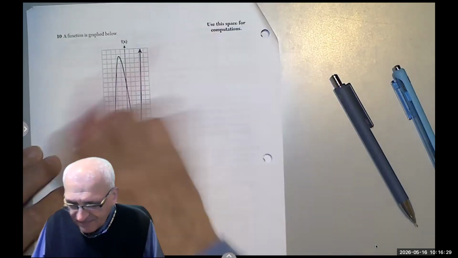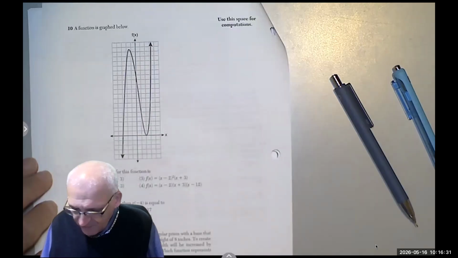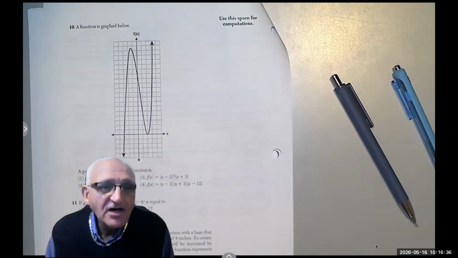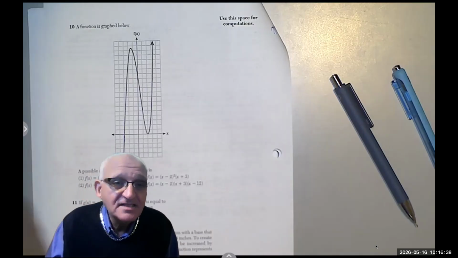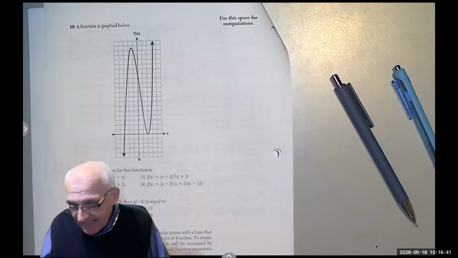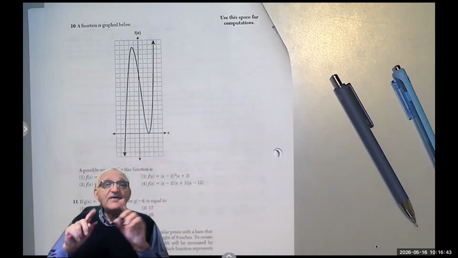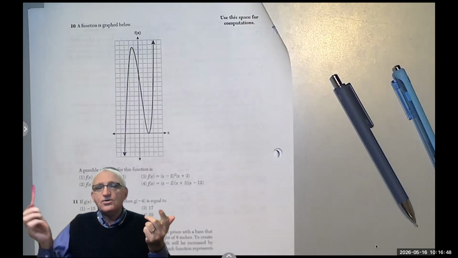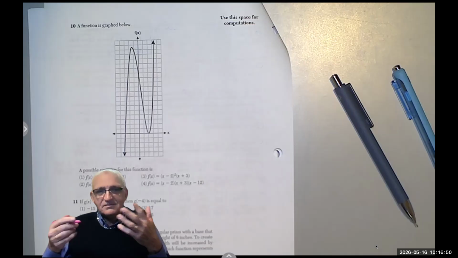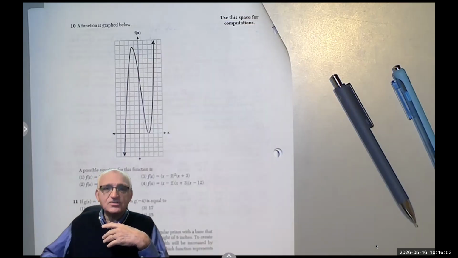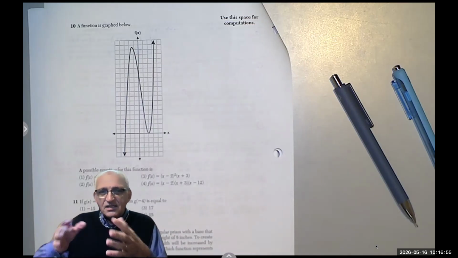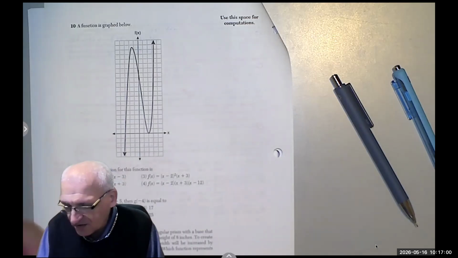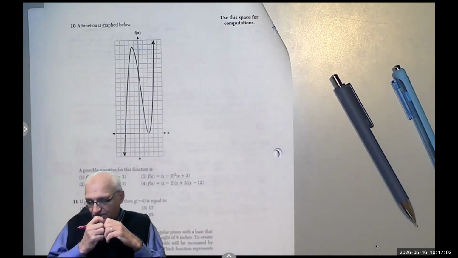A function is graphed below. A possible equation for this function is what? I know when the graph crosses the x-axis, then the factor is raised to an odd power, meaning 1 or 3 or 5. But if it's 1, it's just a straight line. If it's 3 or 5, you will see some curvature here. You will learn that in Algebra 2.